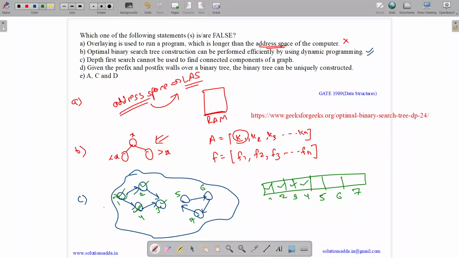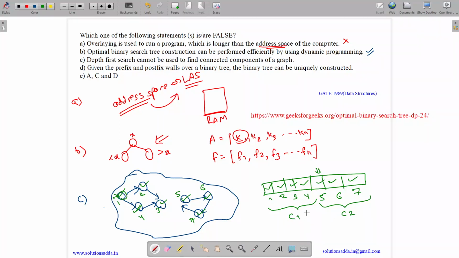Now the DFS call stopped. Now again we will check whether there is some non-visited vertex or not. Yes. So we will come to know that this was one connected component. Then again we will make DFS call on 5. So 5 will get visited, then it will visit 6, and then it will visit 7. Then again we will check whether there is some remaining non-visited vertex or not. No one is remaining. So this was connected component 2.